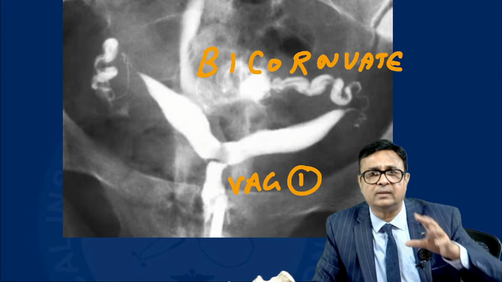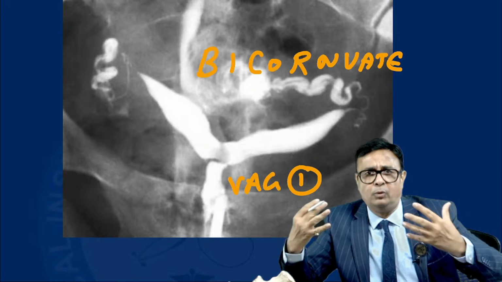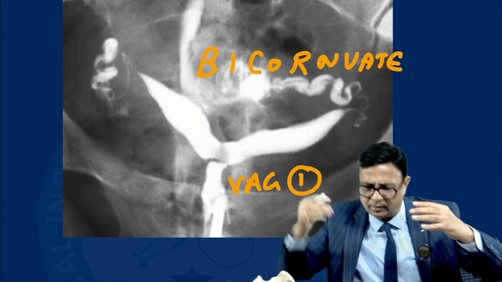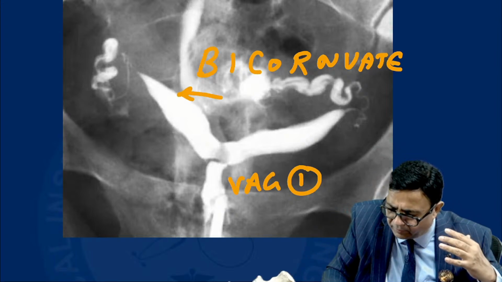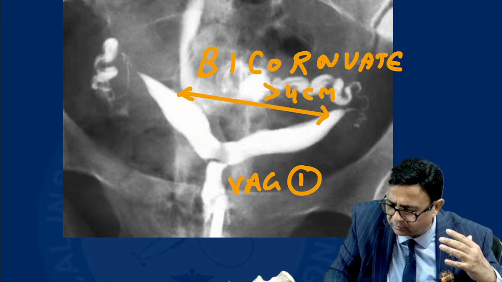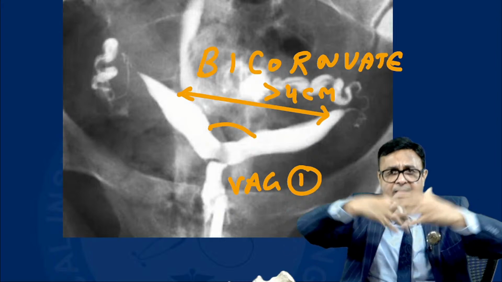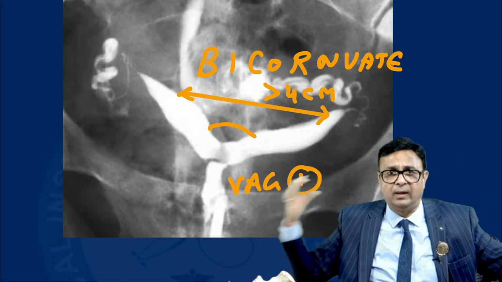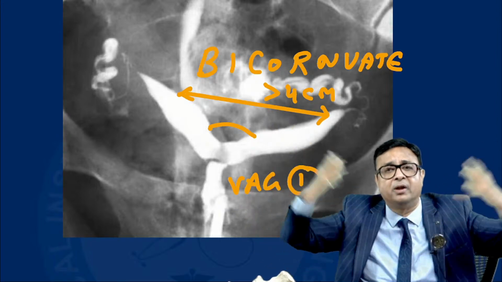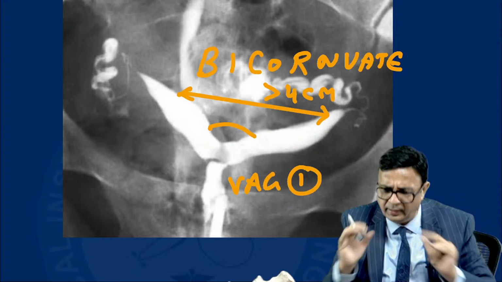So this is the case of bicornuate uterus. Other clues, which are higher level questions: how much is the distance between the two horns in bicornuate? This distance has to be more than 4 centimeters. This angle is an obtuse angle, somewhere in the range of 100, 110 degrees. Fine, this is the case of bicornuate uterus.